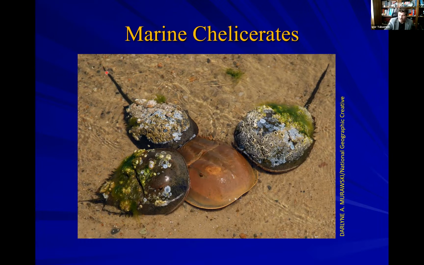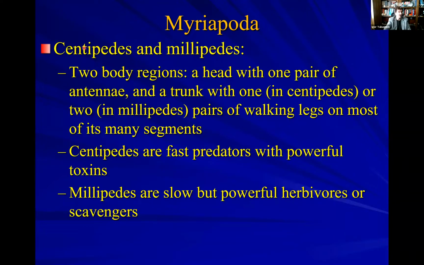So here's the horseshoe crab. We'll discuss those creatures in the lab. I mean, not this one, next lab. Now, myriapoda, centipedes and millipedes. Myria means many legs, centi means hundreds, milli means thousands. So 2 body regions, the head and the body, the trunk, so to speak.